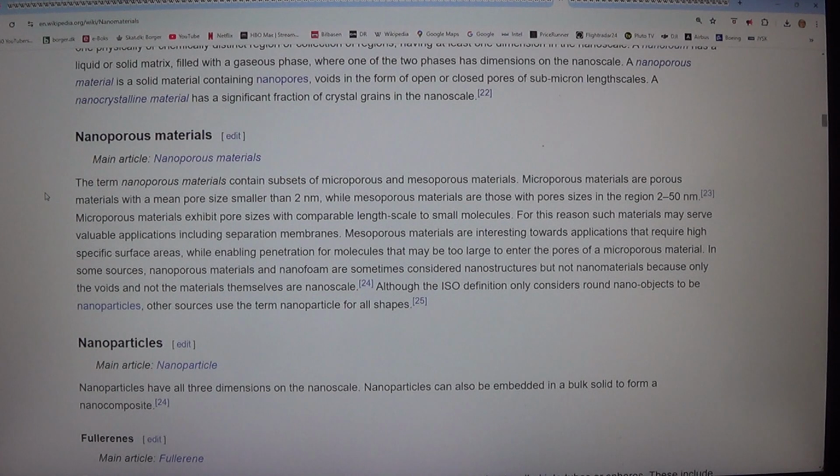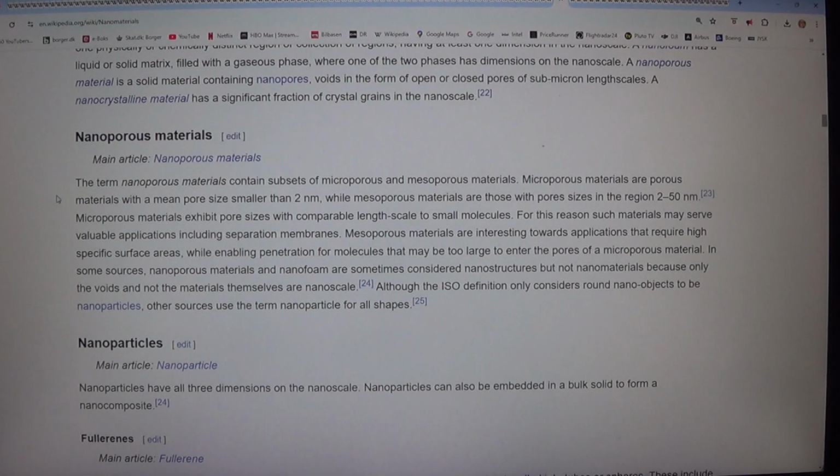Nanoporous materials. Main article: Nanoporous materials. The term nanoporous materials contains subsets of microporous and mesoporous materials. Microporous materials are porous materials with a mean pore size smaller than 2 nm, while mesoporous materials are those with pore sizes in the region of 2-50 nm.